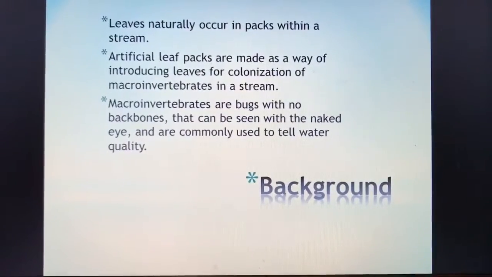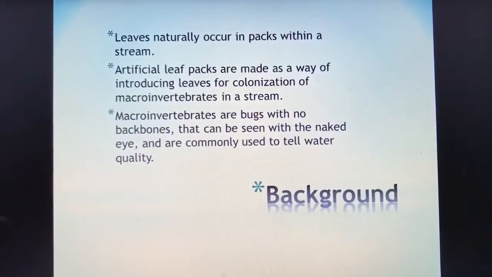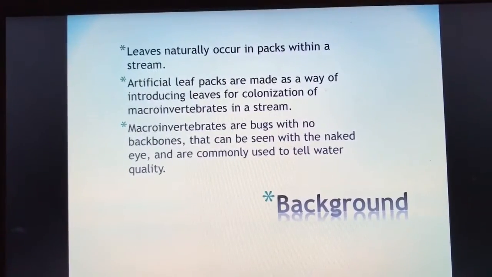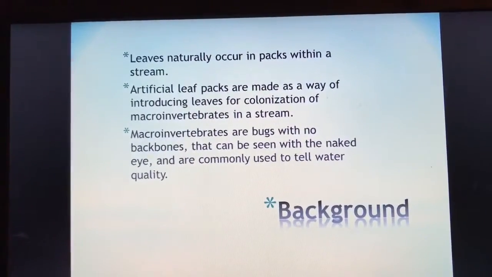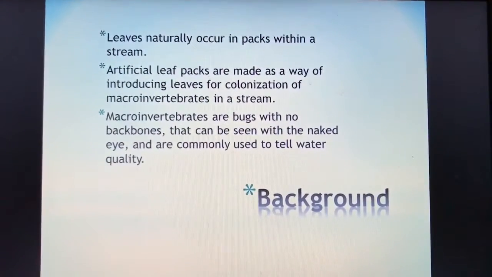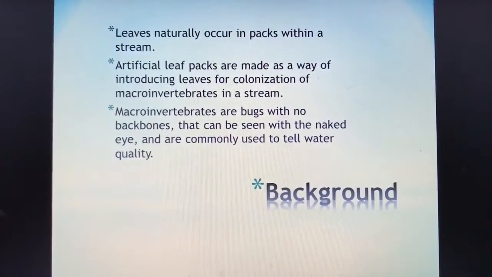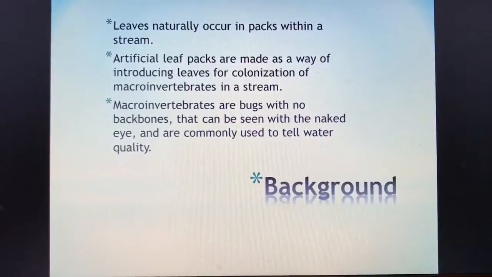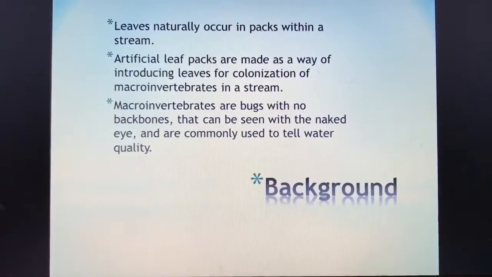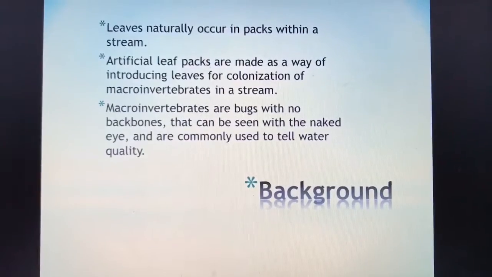So first off, leaves accumulate naturally into packs in a stream due to overhanging trees or shrubs. These leaf packs provide a habitat for stream organisms, but more in particular macroinvertebrates. Artificial leaf packs are made as a way of introducing leaves for colonization of macroinvertebrates within a stream so that they can then be pulled out and identified. And macroinvertebrates are bugs that have no backbones and can be seen with the naked eye and are commonly used to tell water quality.